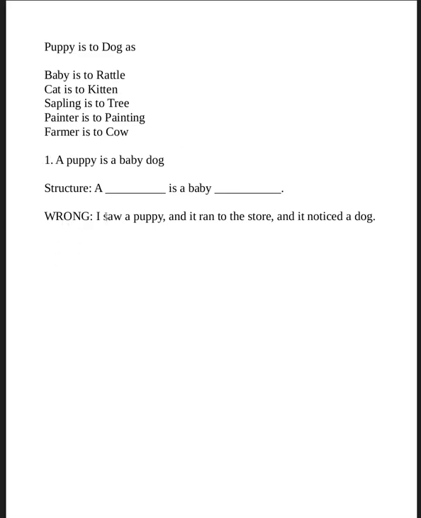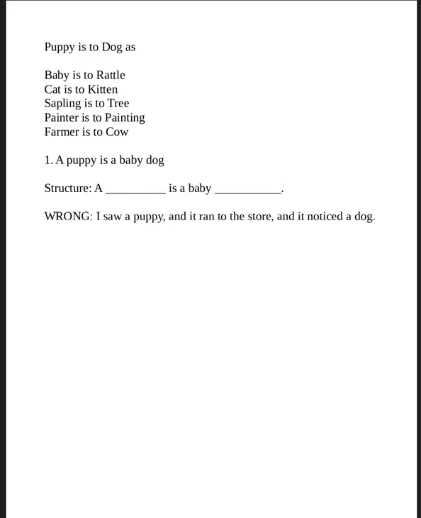Here's what I don't do. I don't tell a big, long story like, I saw a puppy and it ran to the store and I noticed a dog. That's not what we're looking for. We don't want some elaborate, long story sentence. We want a simple sentence that basically shows either the definition or some other very simple relationship. And from that, we're going to get the structure. So the original sentence is a puppy is a baby dog. The structure is a blank is a baby blank: a first thing is a baby second thing.